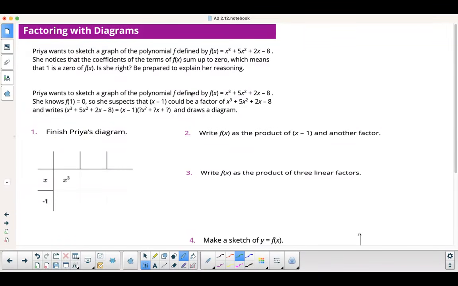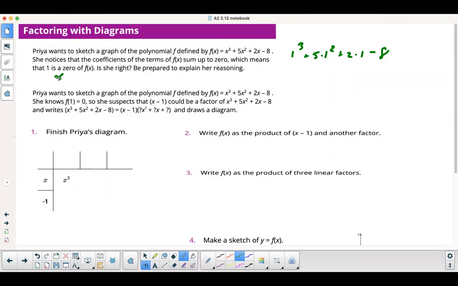Priya wants to sketch a graph of the polynomial f defined by f of x equals x cubed plus 5x squared plus 2x minus 8. She notices that the coefficients of the terms of f of x sum up to 0, which means that 1 is a 0 of f of x. Is she right? Well, if I plugged in 1 here for x, it should equal 0. 1 cubed plus 5 times 1 squared plus 2 times 1 minus 8. That gives me 8 minus 8. That would be yes. Okay.